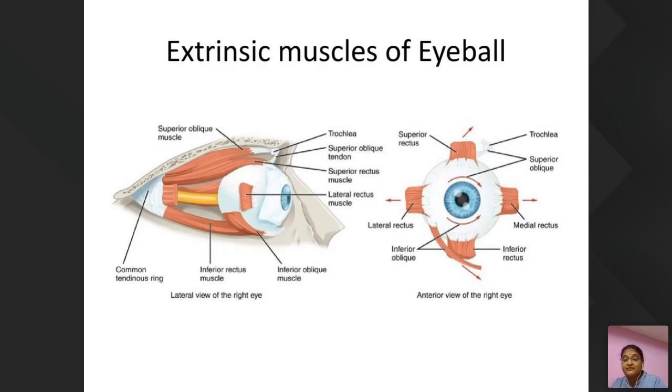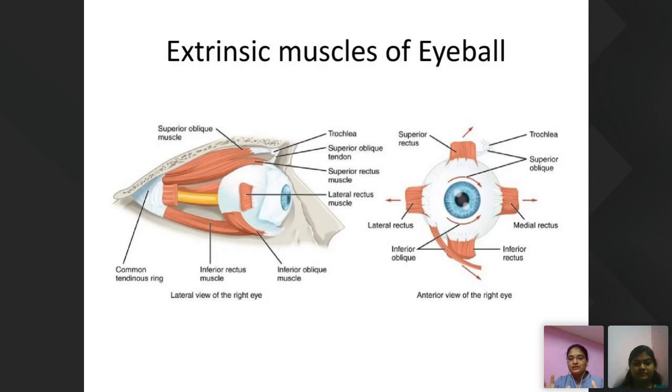We are familiar with the extrinsic muscles, like the superior rectus and inferior rectus. The superior rectus elevates the eye upward, the inferior rectus downward, the medial rectus medially, and the lateral rectus laterally. There are also the superior oblique and inferior oblique, which play a role in extorsion and intorsion. These extrinsic muscles are supplied by the sixth cranial nerve (LR6), the fourth (SO4), and the third cranial nerve.